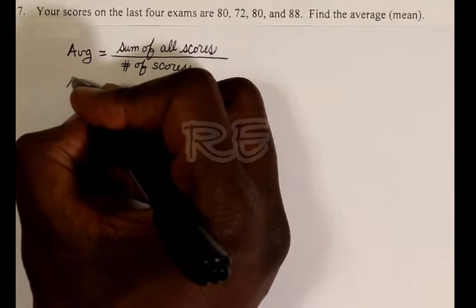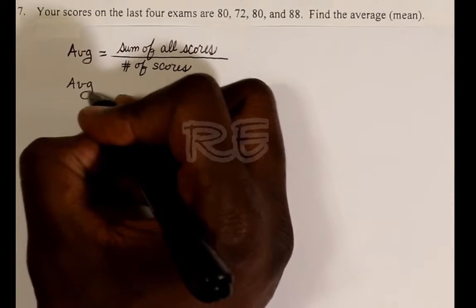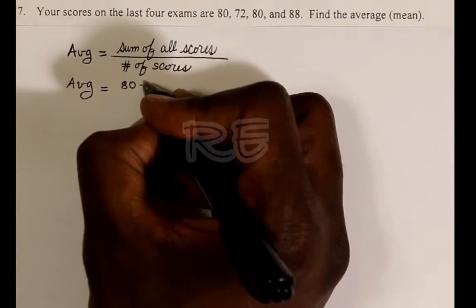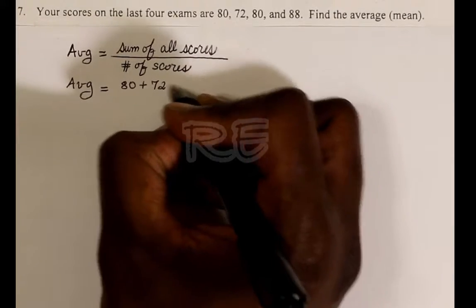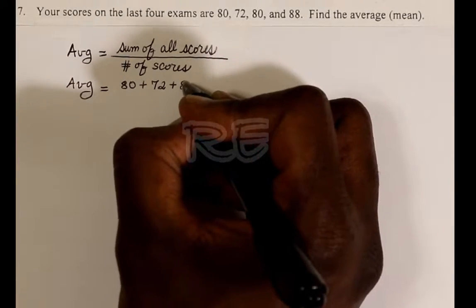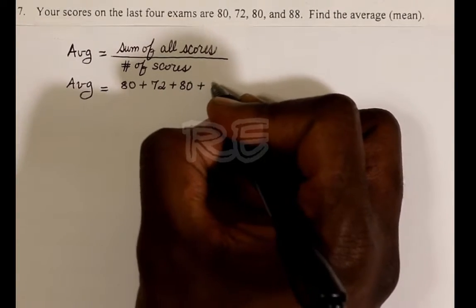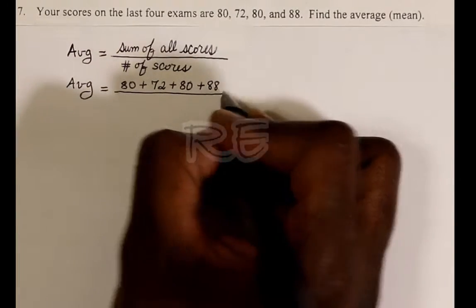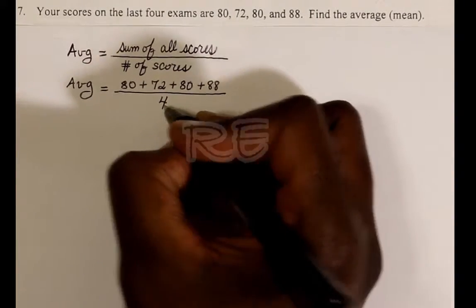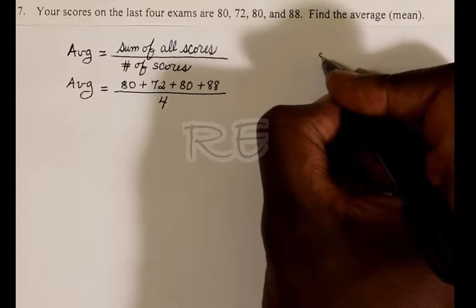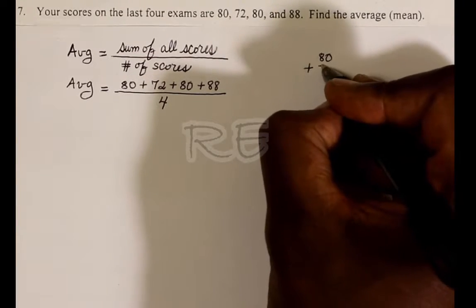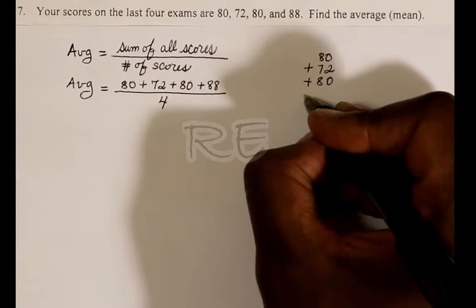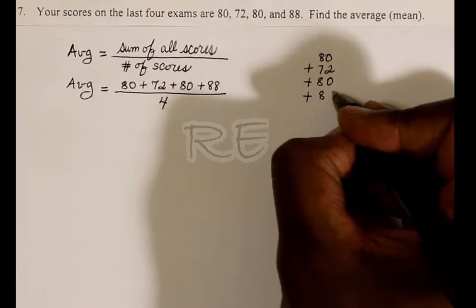So scores are represented by the exams. So we have 4 exams. 80, 72, these are the grades, 80 again, and 88. We're going to divide by the number of exams, which is 4. 80 plus 72 plus 80 plus 88.